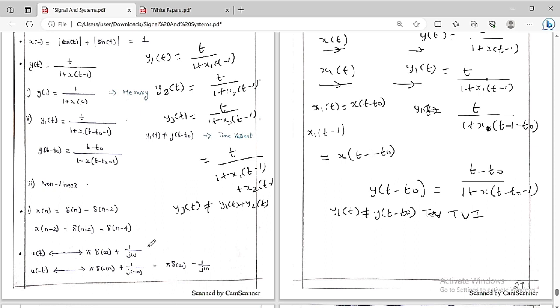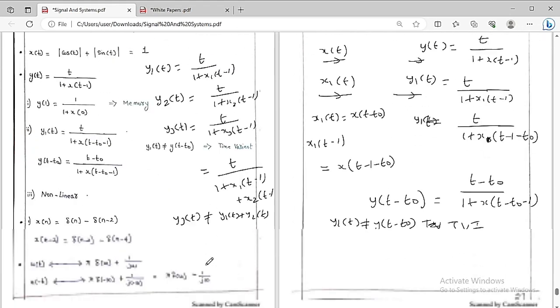Now the next thing is, for u of t, what is the Fourier transform? I have already told you: pi delta of omega plus 1 by j omega. Just now we have discussed that. So what is the Fourier transform of u of minus t? Replace omega by minus omega. So you are going to get pi delta of minus omega plus 1 by j into minus omega. You know that delta of minus omega is equal to delta of omega because it's an even function. So pi delta of omega minus 1 by j omega. This is what we are going to get.